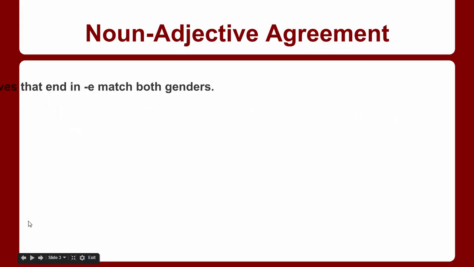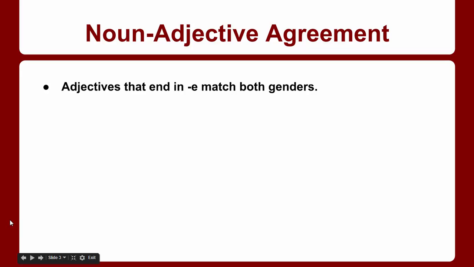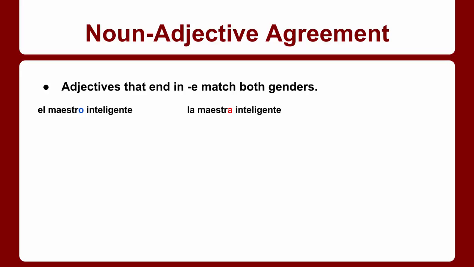After you have done that, we're going to talk about some more noun and adjective agreements. So in Spanish, if an adjective ends with E, it can usually match both genders. So in this situation, the adjective inteligente, intelligent, ends with an E. So I can use it for both masculine and feminine nouns. I could say el maestro inteligente, the smart teacher, or I could say la maestra inteligente. In this situation, inteligente works for both masculine and feminine nouns.